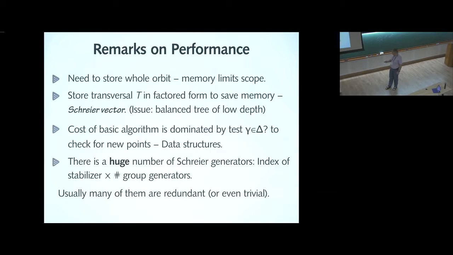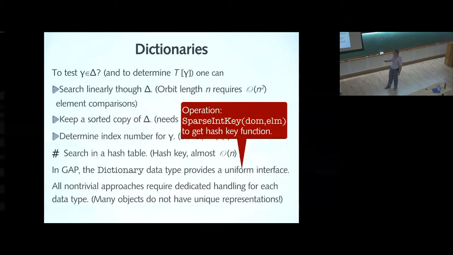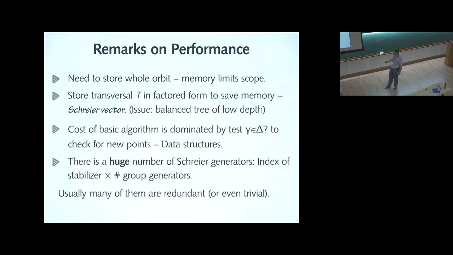So the number of Schreier generators is huge. It's the index of the stabilizer, which is the length of the orbit, times the number of group generators. So if you have an orbit of length 1000 and a group generated by 2 elements, completely harmless, you get 2000 Schreier generators. You don't want to have a subgroup generated by 2000 elements for further working with it. Most likely 2 or 3 of them would be sufficient. A lot of them are redundant, a lot of them are trivial. So a big task is to reduce that number of Schreier generators.